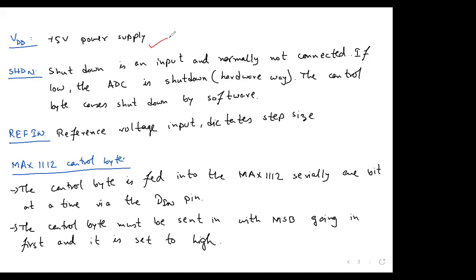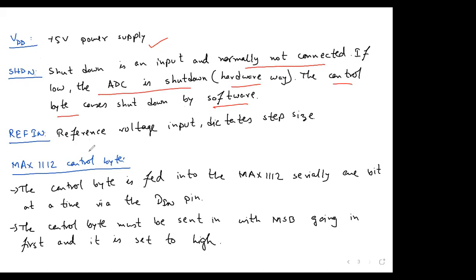So we already know what VDD is, so nothing to discuss there. Now there is a new pin known as shutdown. This is an input pin and normally it is not connected. However, if this pin is low, your ADC will be shut down, and this is the hardware way of shutting down your ADC. You can also use the control byte to shut down your ADC, and this is the software way. This pin lets you control when to shut down your ADC in the hardware way.